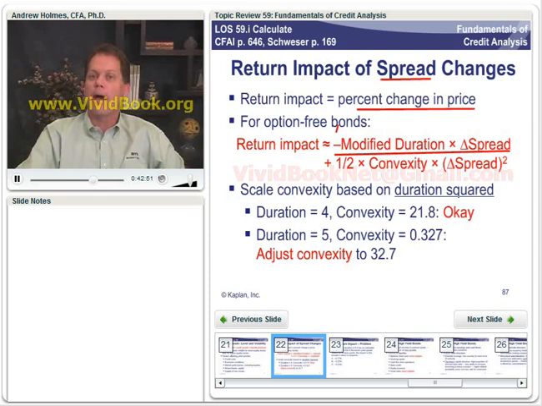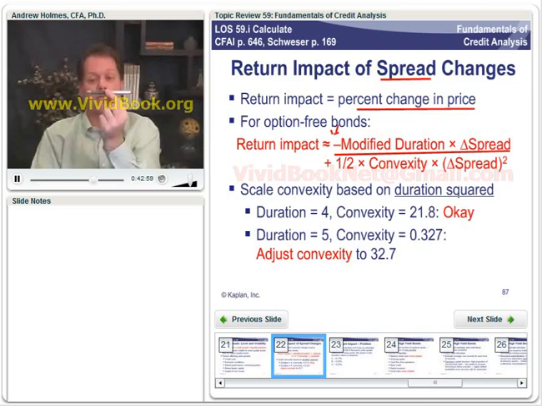Notice the minus sign. Why is that there? Well, the minus sign is there to account for the inverse relation between prices and yields. So we're back to our pencil trick. If you increase yields, you decrease prices. If you decrease yields, you increase prices.